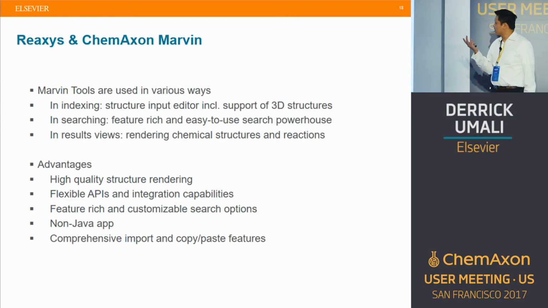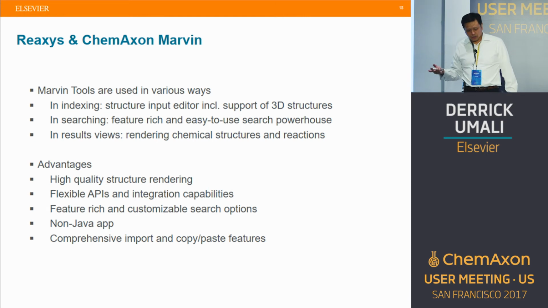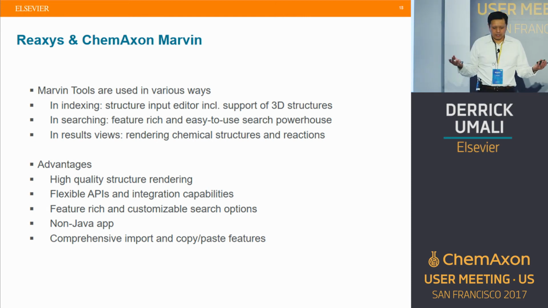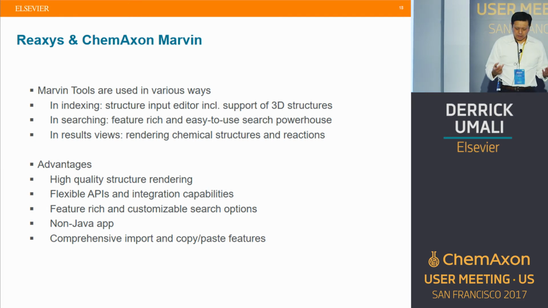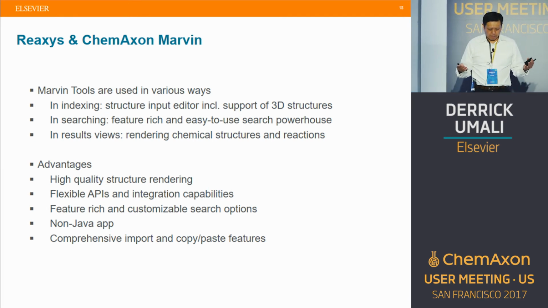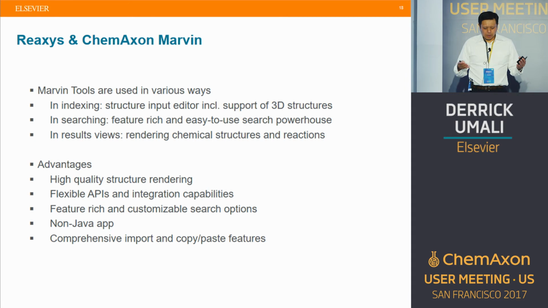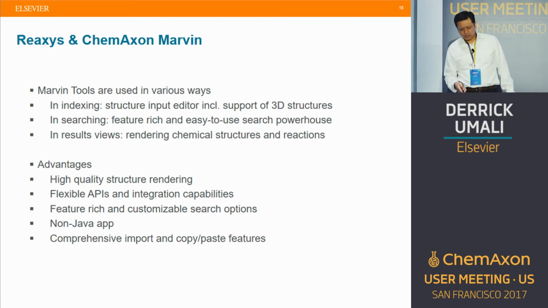So Reaxys, ChemAxon, Marvin, what the Marvin tools are used for in various ways by our production team in indexing: the structure input editor is embedded in our overall product to make the database support 3D structures. In searching, it's a feature-rich and easy-to-use search powerhouse. In the results view, rendering of the chemical structures and reactions. So that's where we're using the Marvin tools.